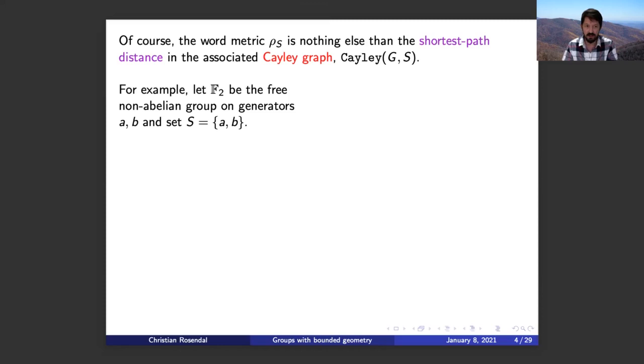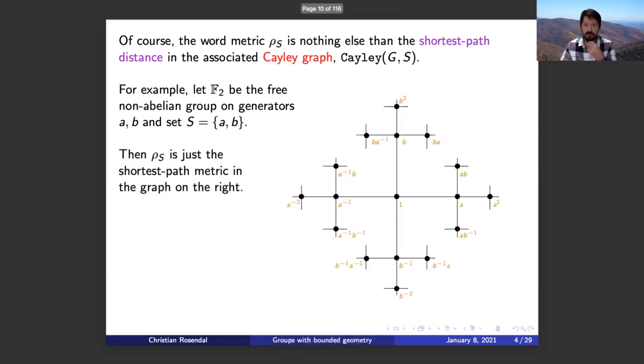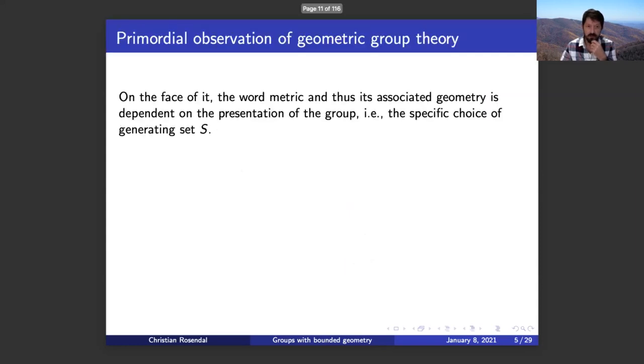Right, so let's take a specific example here. A fairly standard example, namely the free non-abelian group on generators A and B, so the two-generated non-abelian free group, and you take S to be this set of generators A and B. Then you draw a graph on the group by connecting two group elements if they differ by an element of S on the right. And in this case, since it's a free group, we just get a tree depicting this graph. And the word metric is just the shortest path distance in the resulting graph. So this is straightforward.